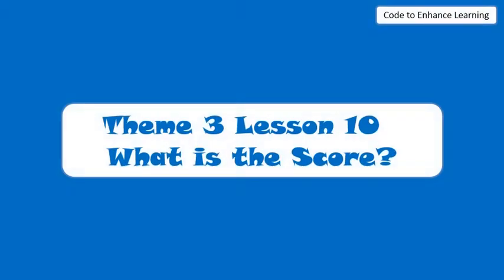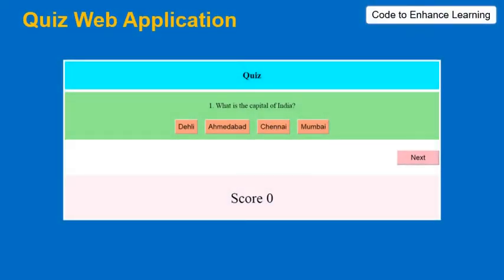So today we will be continuing with our third theme, and the name of today's lesson is What is the Score? This is going to be the last lesson for this theme as well as for this video series. In our video series, we have themes, and we create a project about the theme, going through 3 to 4 different lessons and learning various concepts.